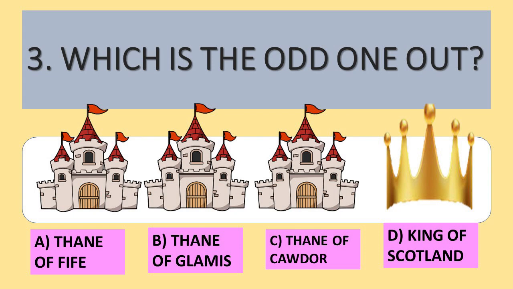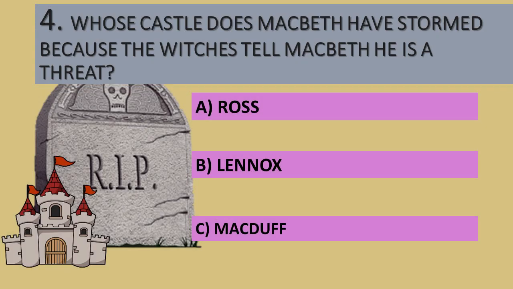Question number 3. Of these titles, which is the odd one out? Is it Thane of Fife, Thane of Glamis, Thane of Cawdor, or King of Scotland? Question number 4. Whose castle does Macbeth have stormed because the witches tell Macbeth he is a threat? Is it the castle of Ross, Lennox, or Macduff?